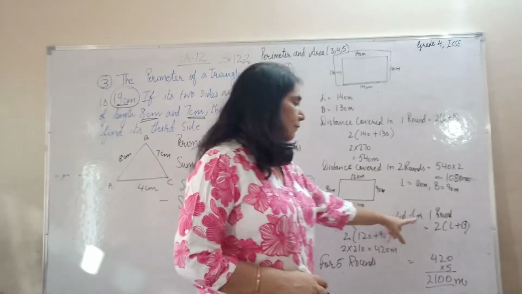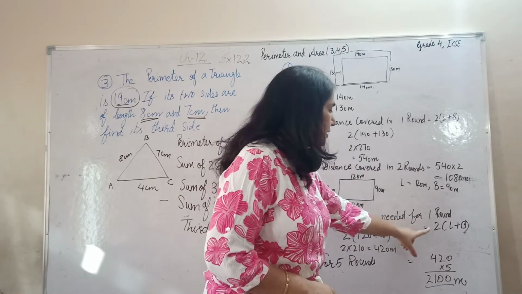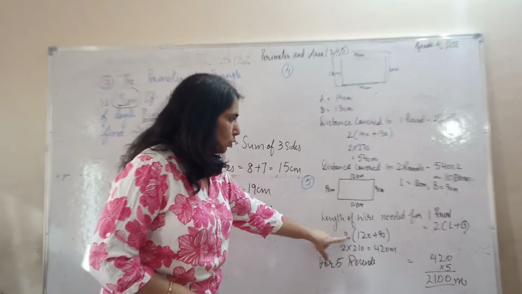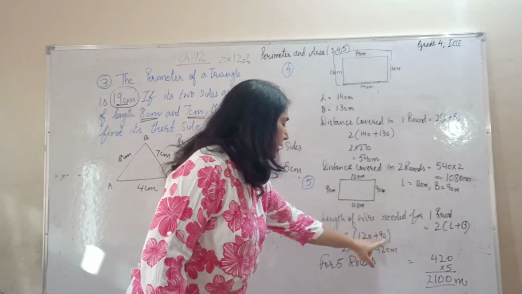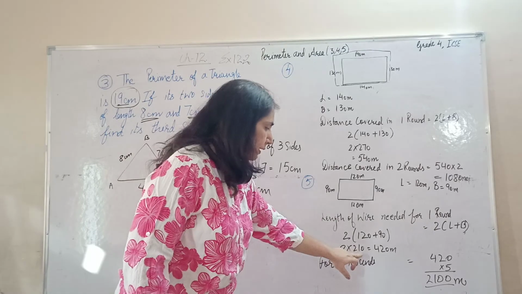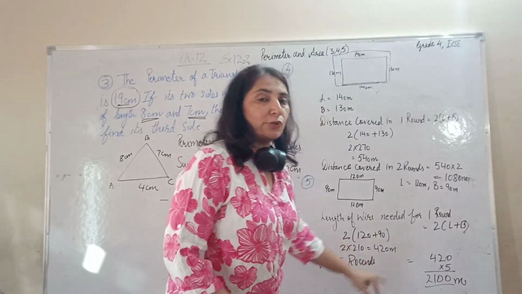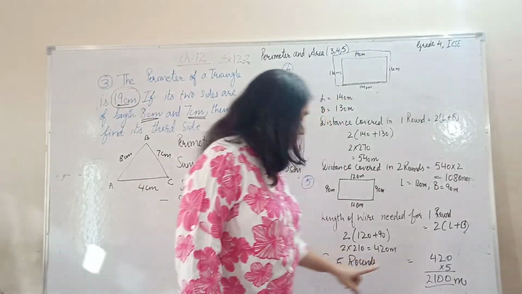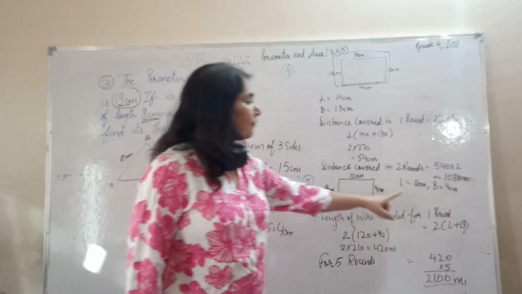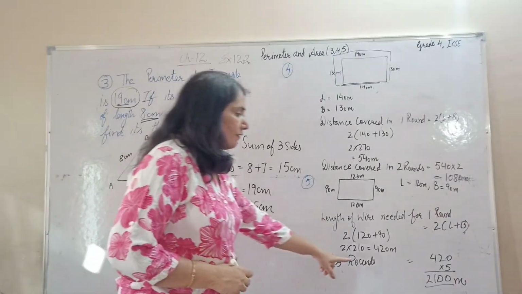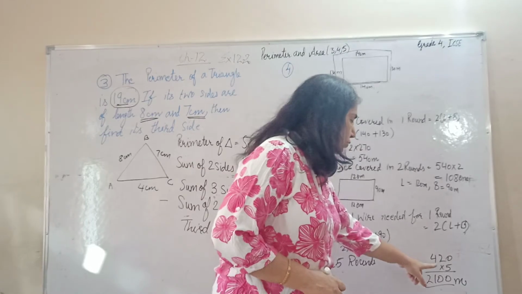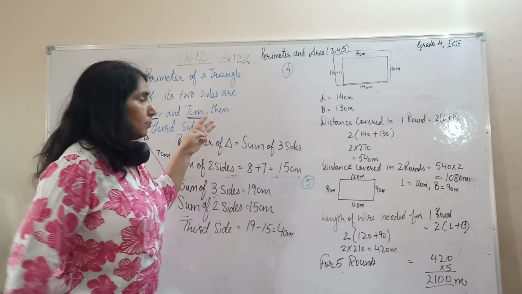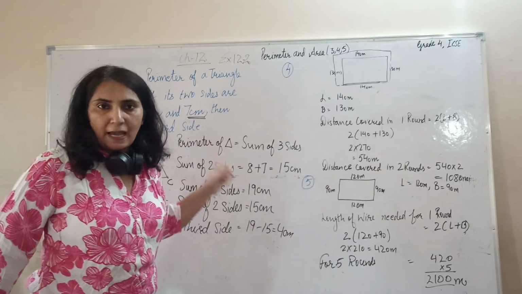Length of wire needed for 1 round is perimeter, that is 2 into (length plus breadth). Put value of length and breadth, 2 into (120 plus 90). 2 into 210, 420 meter. So length of wire needed for 1 round is 420 meter. Wire needed for 5 rounds: for 5 rounds you need wire 420 into 5, 2100 meter. So these are 3 problem sums based on perimeter of rectangle.